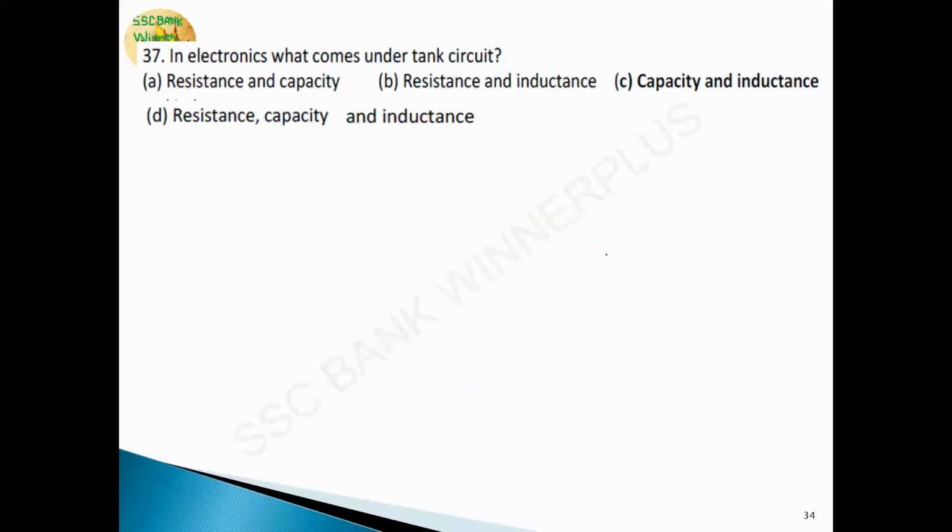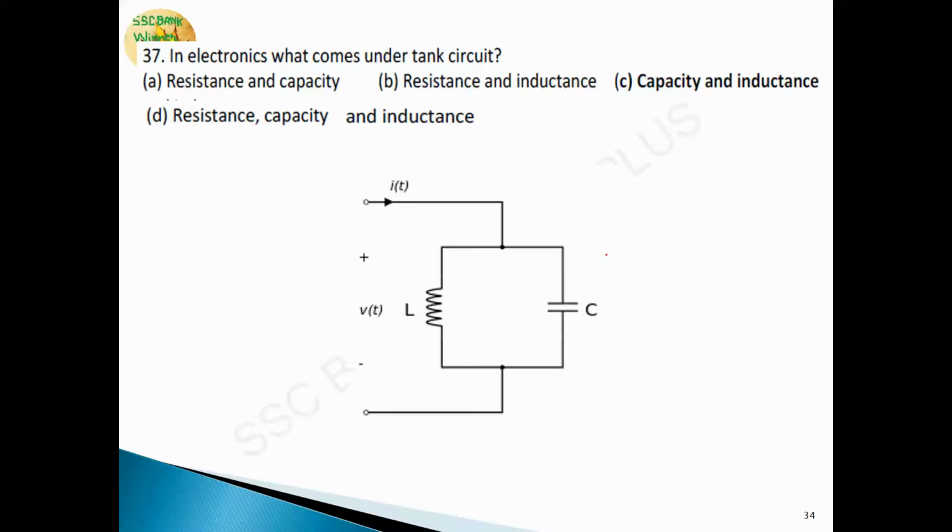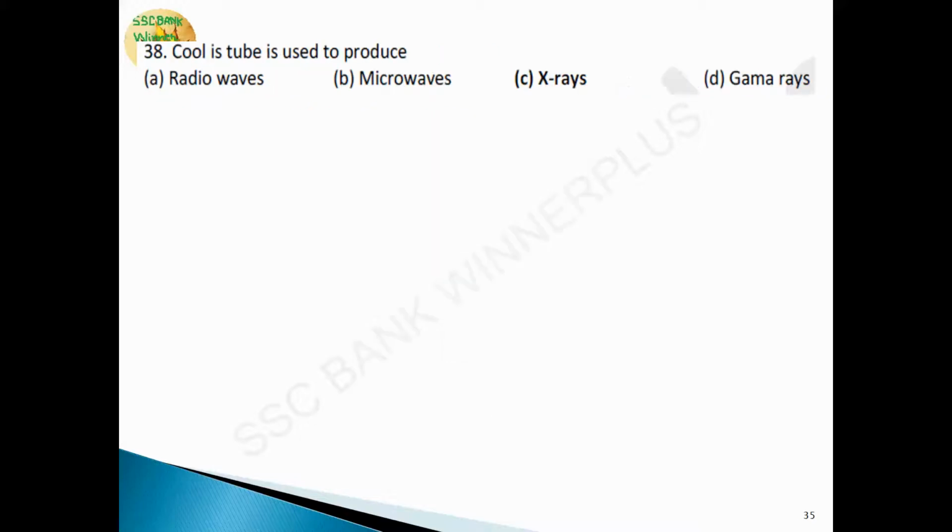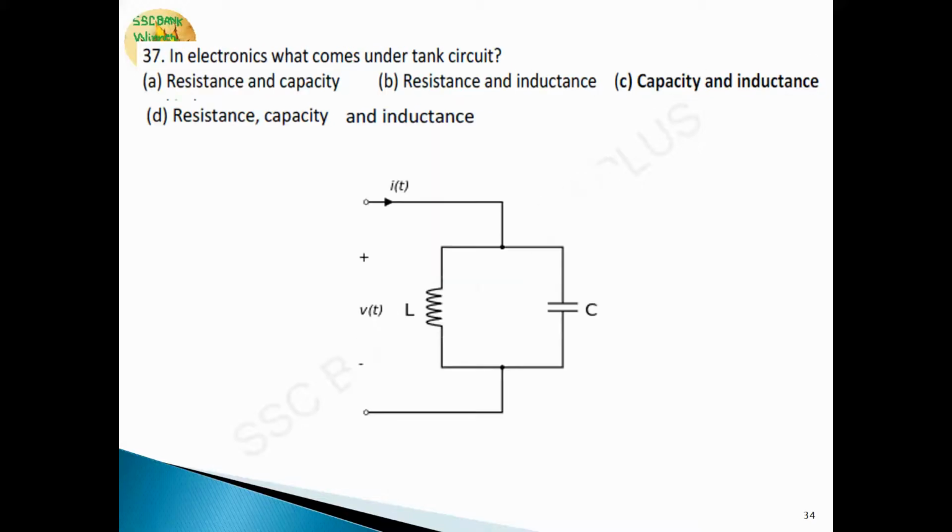Question number 37. In electronics, what comes under tank circuit? An LC circuit, also known as the resonance circuit or tank circuit or tuned circuit, is an electric circuit consisting of an inductor represented by the letter L and a capacitor represented by the letter C connected together. So the answer is option C, capacitance and inductance.